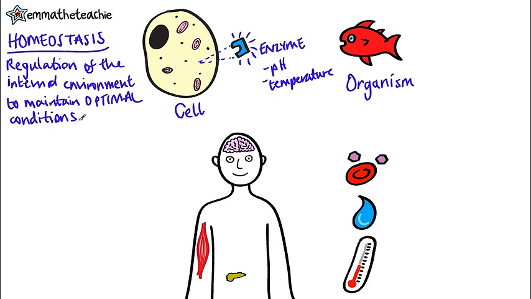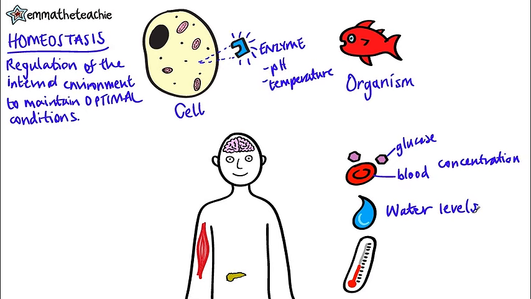So there are 3 conditions that you need to know in humans. The first is the blood glucose concentration. The second are the water levels. And the third is body temperature, which is around 37 degrees Celsius in humans. These all need to be kept at a constant.